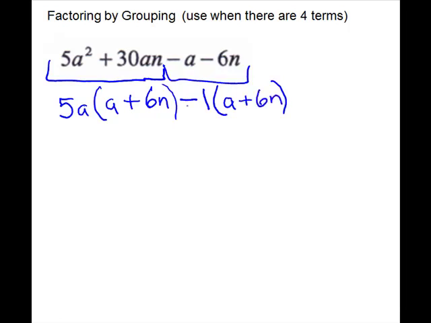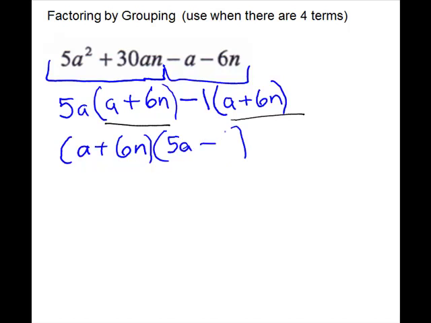Let's double check that. So this would be -a minus 6n. So what we did is okay. We did get the common binomial. So that is now our GCF, a plus 6n. To get back to the line above, we're missing 5a minus 1.